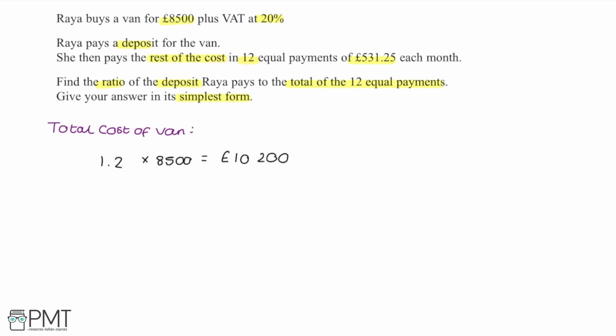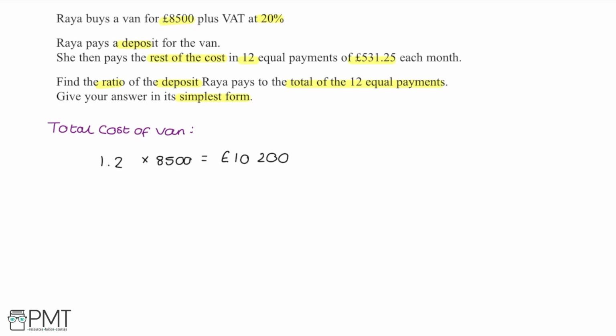So Rhea then pays a deposit for the van, but then she pays the rest of the cost in 12 equal payments. So we're not told the deposit here. However, we are told that there are 12 equal payments of £531.25 each month. So we can work out the total amount she's paid via these payments.